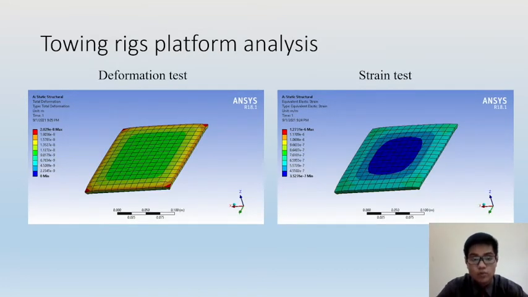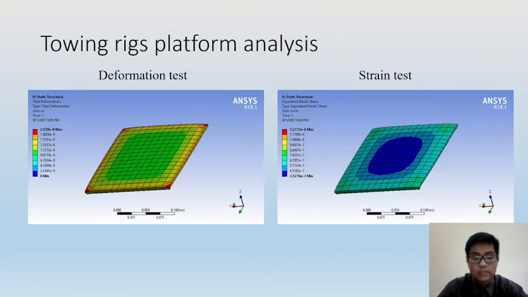Okay, now we are going to the platform analysis. In this analysis, we consider putting a load of 150 kg on the platform, which we consider as a force of 1,471.6 Newton acting downward on the surface of the platform.